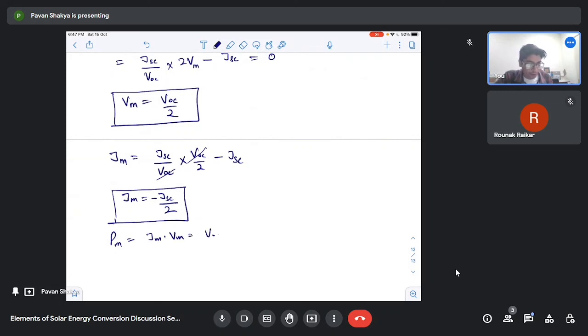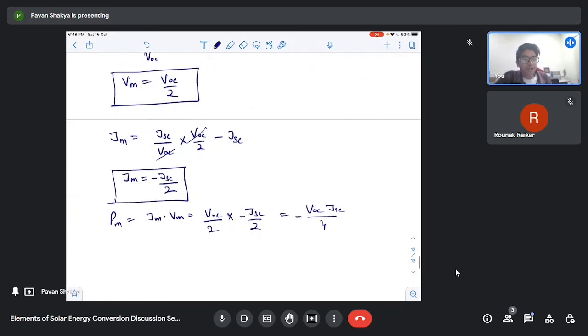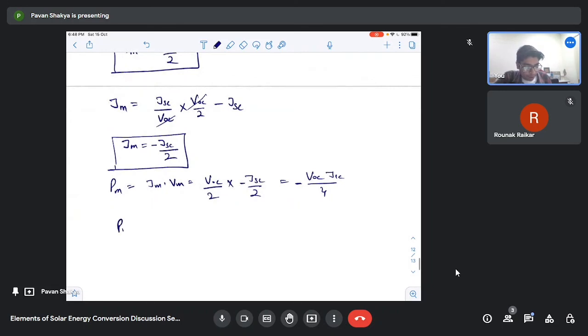Now we can find the maximum power, that is Pm is equal to Jm into Vm. So that will be equal to VOC by 2 multiplied by minus JSC by 2. It will be equal to VOC JSC divided by 4 with the negative sign. Here the negative sign represents that we are receiving power from this solar cell, not giving power to it. In terms of magnitude, Pm will be equal to VOC JSC divided by 4.